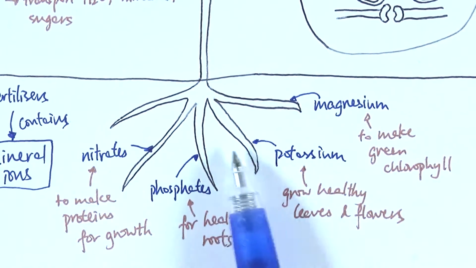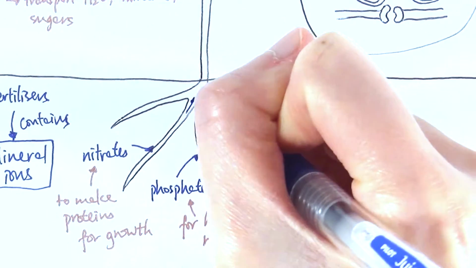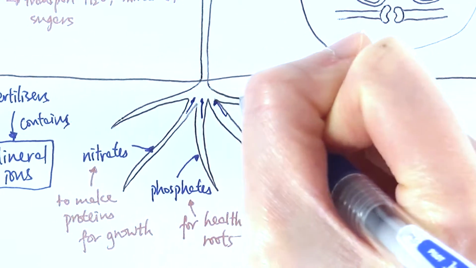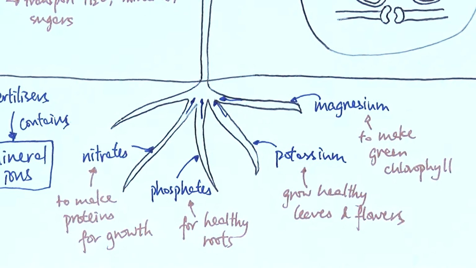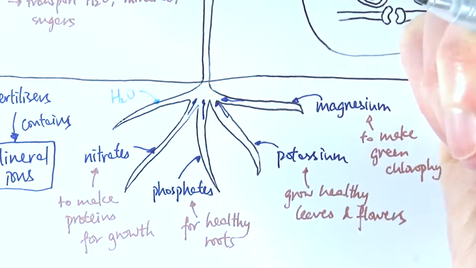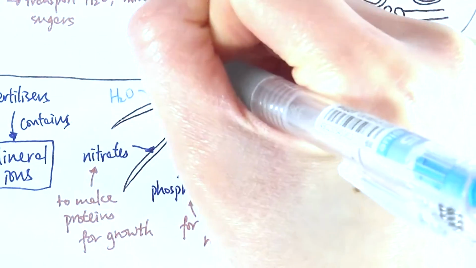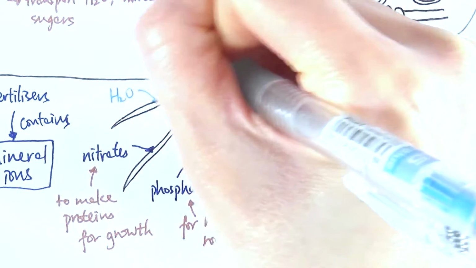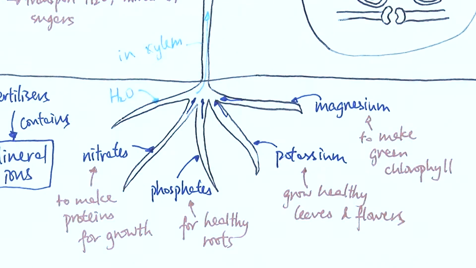Once they've been absorbed in the roots, they can travel up into the plant through the xylem. And like I said, apart from the mineral ions, the xylem also transports the water, which can be absorbed by the roots in this process. All of them will go up this way in the xylem, which is the vein, and then all around the different parts of the leaves so they can do photosynthesis.